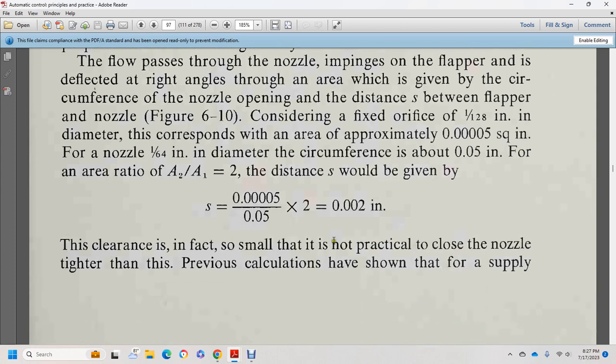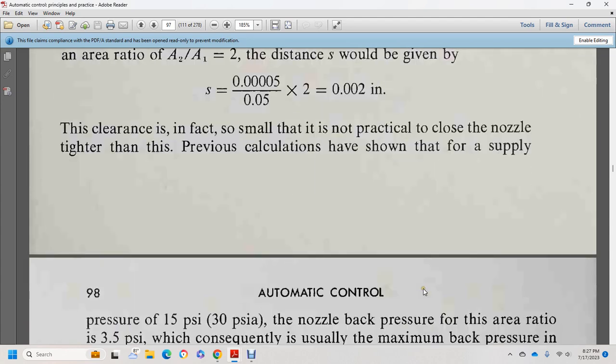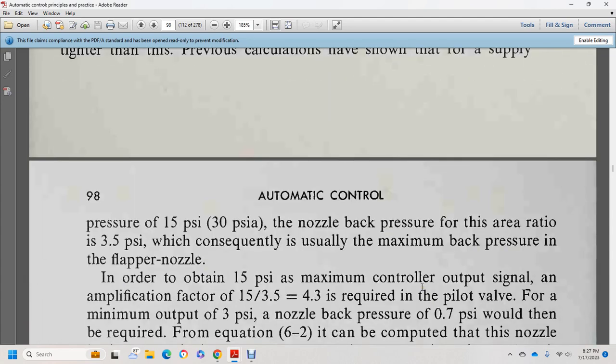2/1000 of an inch clearance. In fact, with some small, non-practical close nozzle tighter than this, the previous calculation is shown for the supply pressure of 15 psi or 30 psi. The nozzle back pressure for the area ratio is 3.5 psi, and consequently this is even the maximum back pressure in the flapper nozzle.